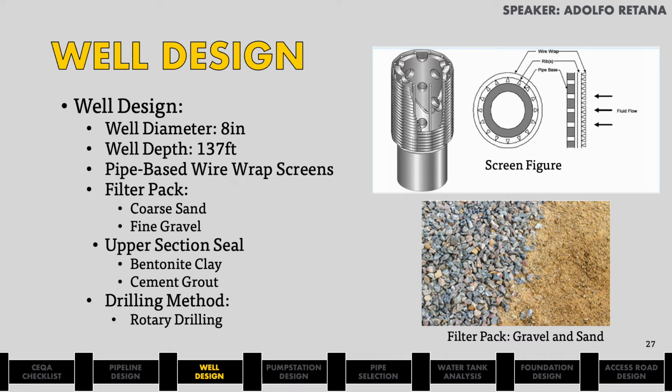We will be utilizing pipe-based wire wrap screens as they are best in performance and are cost effective for extracting water. We will use fine gravel and coarse sand to surround the well and filter the water entering the well for our filter pack. Our upper section of the well consists of bentonite clay and cement grout to prevent surface water from contaminating the pump water. The well will not require a pump as there is enough atmospheric pressure to allow water to rise. Finally, to establish our well, the drilling method will be a rotary method. Now that we have gone through the well design, we can transition into our pump and pipe calculations.